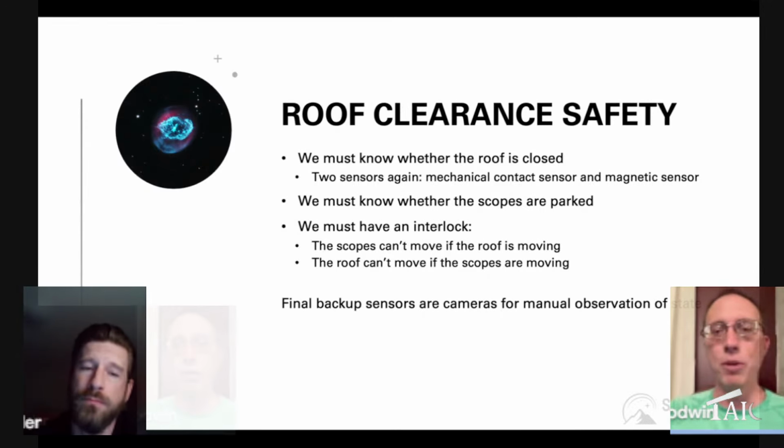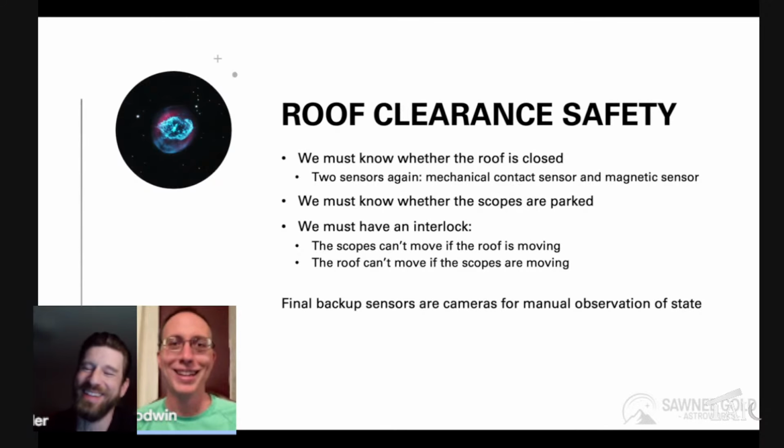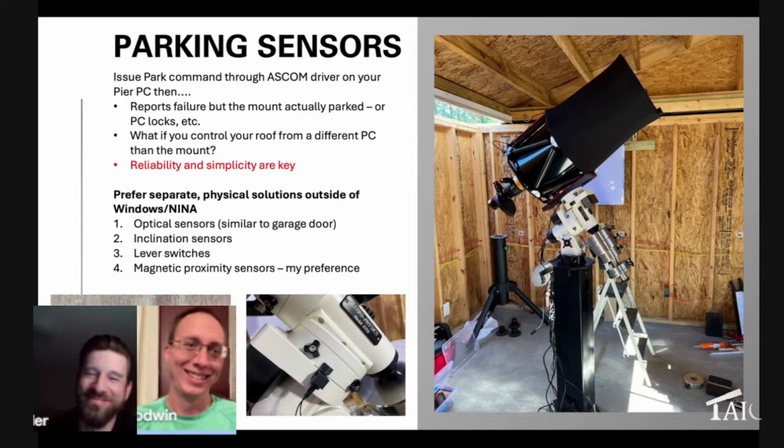And then finally, we both have cameras inside our observatory. So if the system knows that things are not the way they're supposed to be, it doesn't know where the roof is, it doesn't know where the scope is, whatever the situation is, it's going to alert you, and you can physically look on the camera and see where things are. So that's your kind of final backup. Well, I guess in our case, the final backup is a guy who lives nearby with keys to our observatories. But the final remote backup is those cameras. Shout out to Dan. Yes.